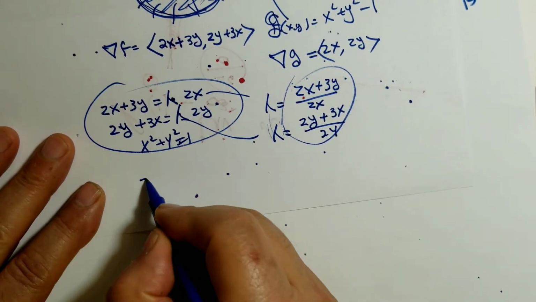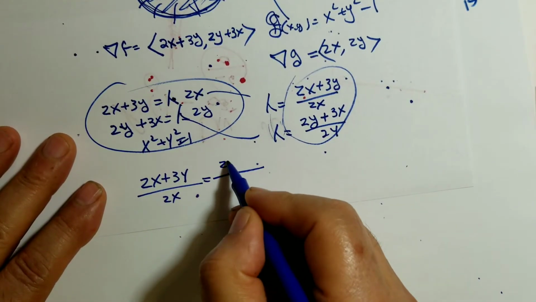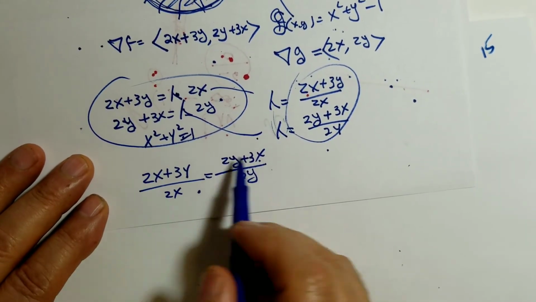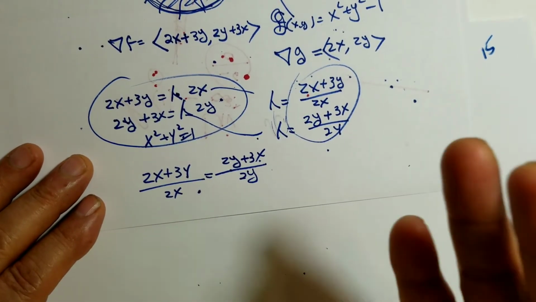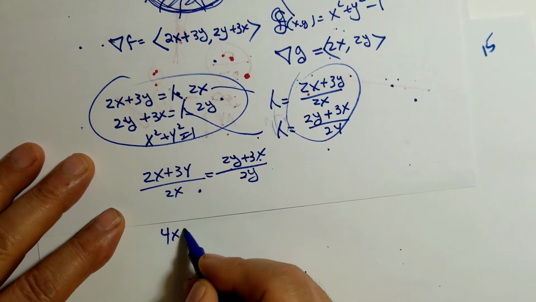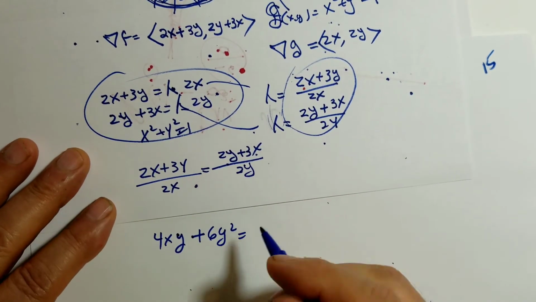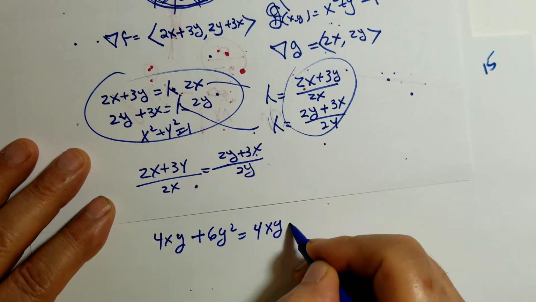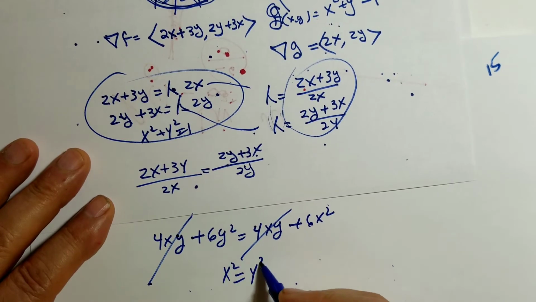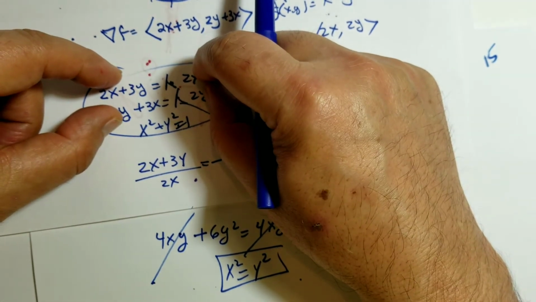Then what do I have? I have (2x plus 3y) over 2x equal to (2y plus 3x) over 2y. Would you cross multiply these or multiply both sides by 2xy? That becomes 4xy plus 6y squared equal to 4xy plus 6x squared. Bingo! x squared equal to y squared. I got it. From these two equations, I find that x squared is equal to y squared.